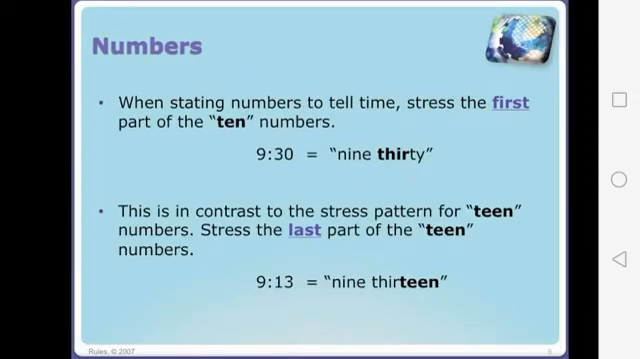When you want to tell time, you have to put the stress on the second syllable. Look at example number 1. 9:30. We put the stress on 30. We stress the first part of the 10 numbers in this example. It's 9:30. We put the stress on 30.